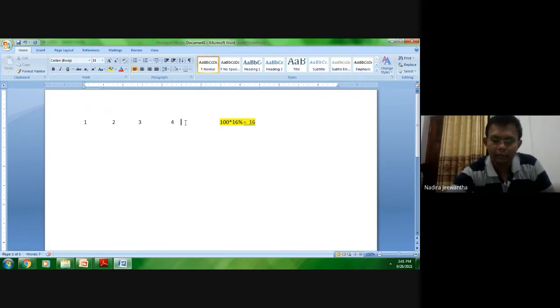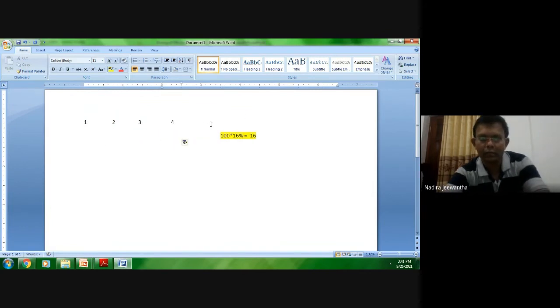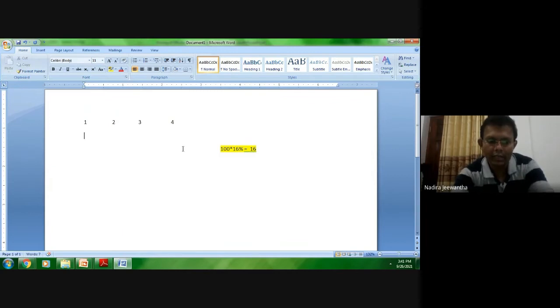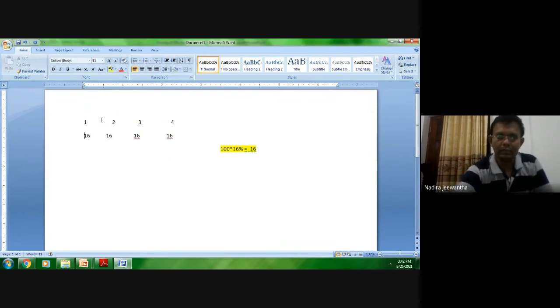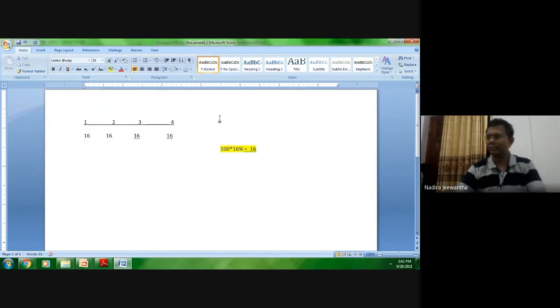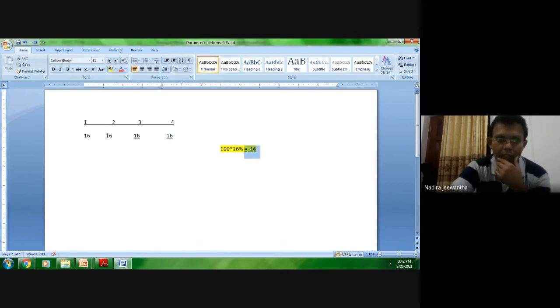Here I am getting 16. Here I am getting 16. Here I am getting 16. Here I am getting 16. Correct? What is this? Coupon payment. What is this? The year, or the periods. In the first period I am getting 16 coupon. 100 is the face value, coupon interest is 16%, so each period I am getting 16. I get four such payments.